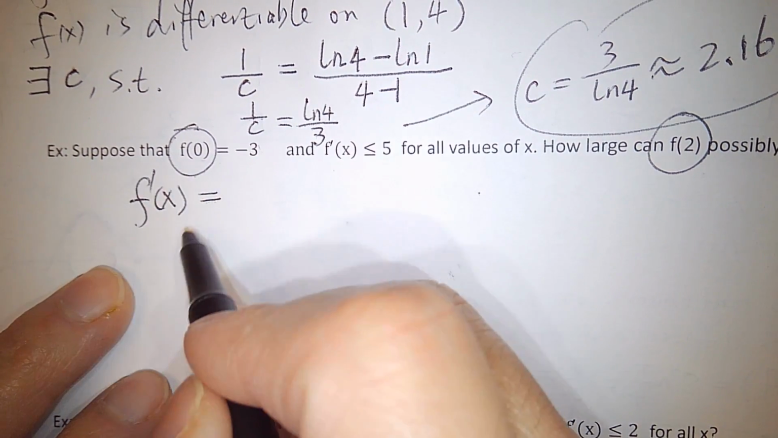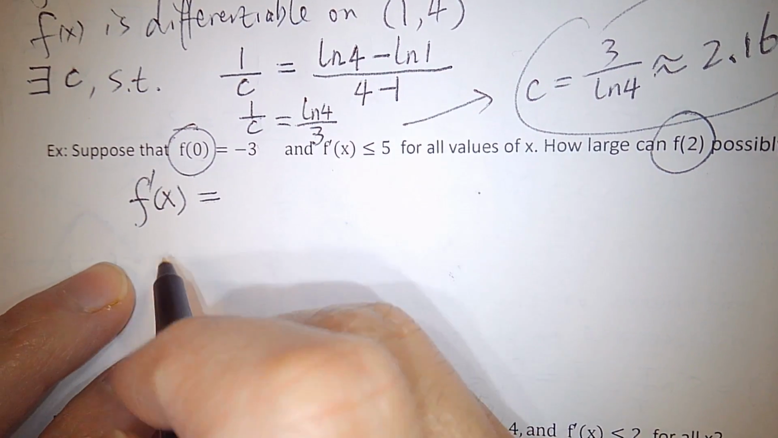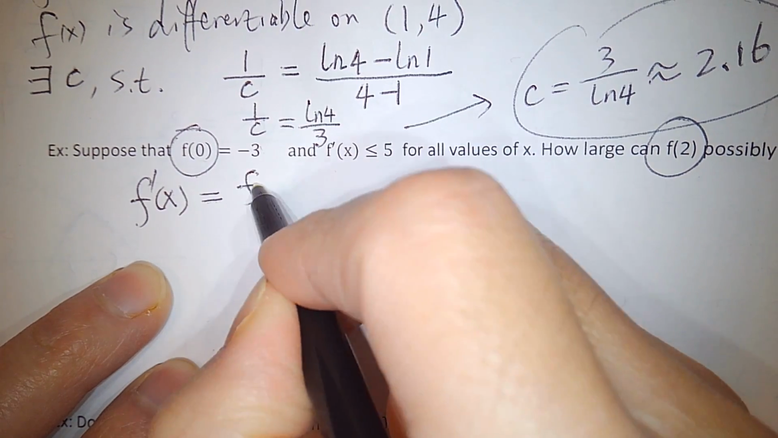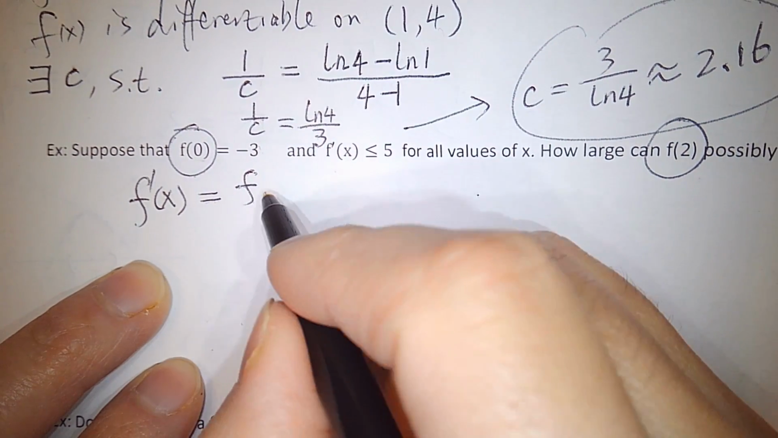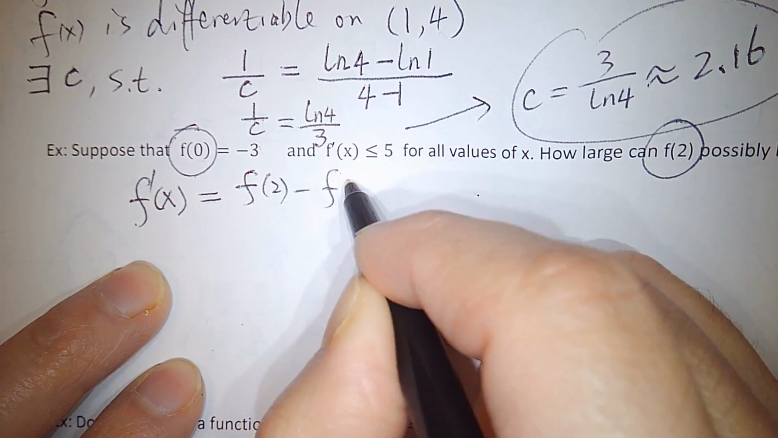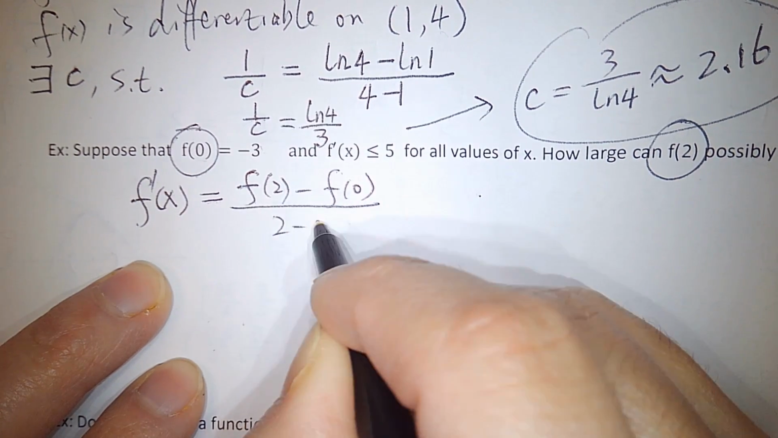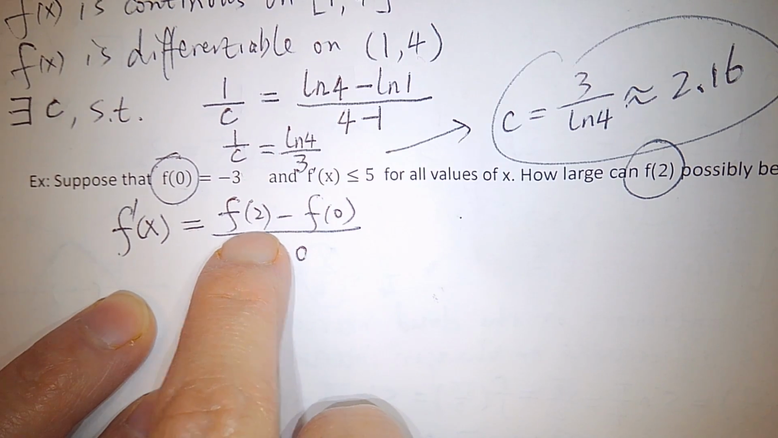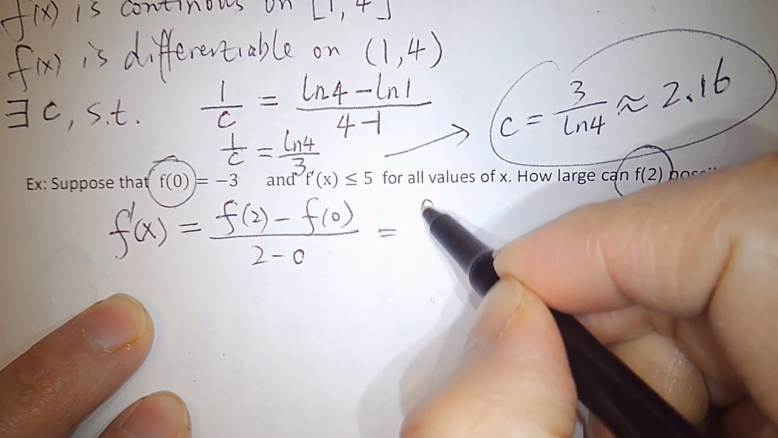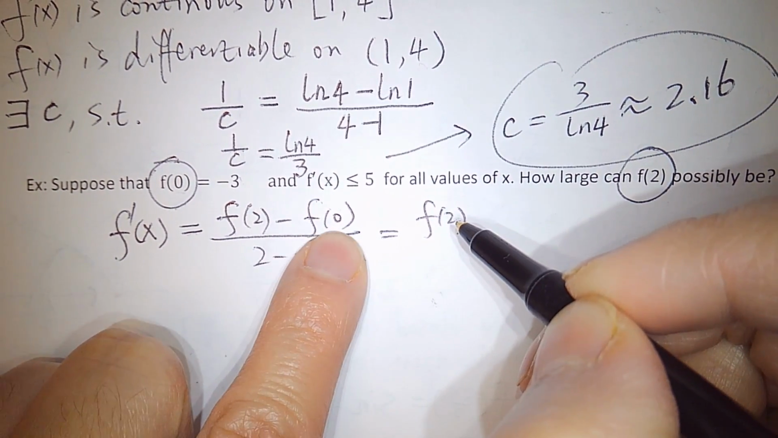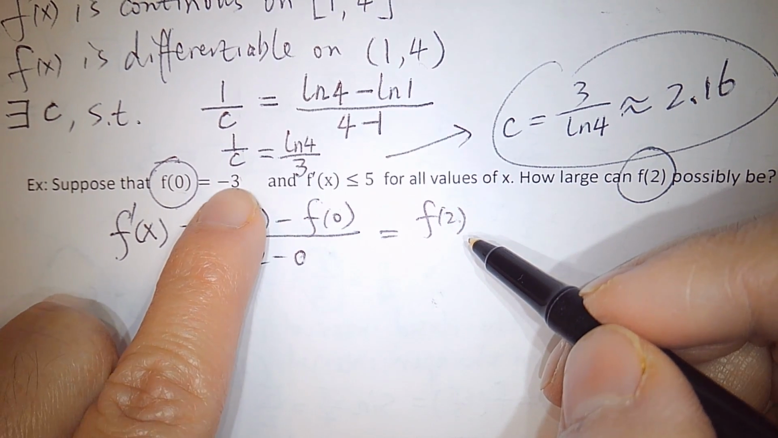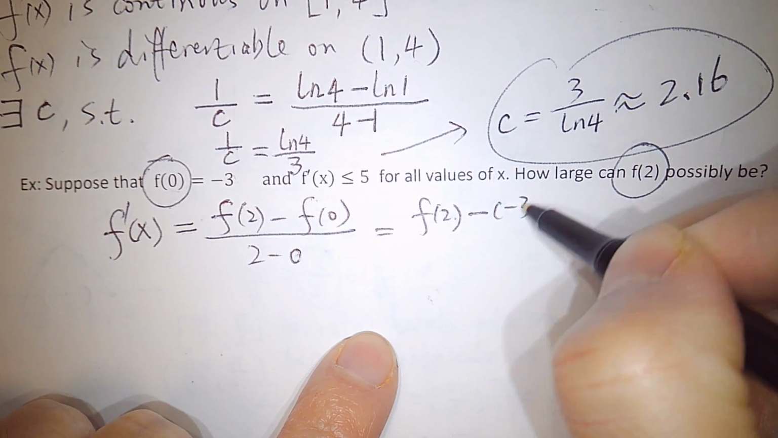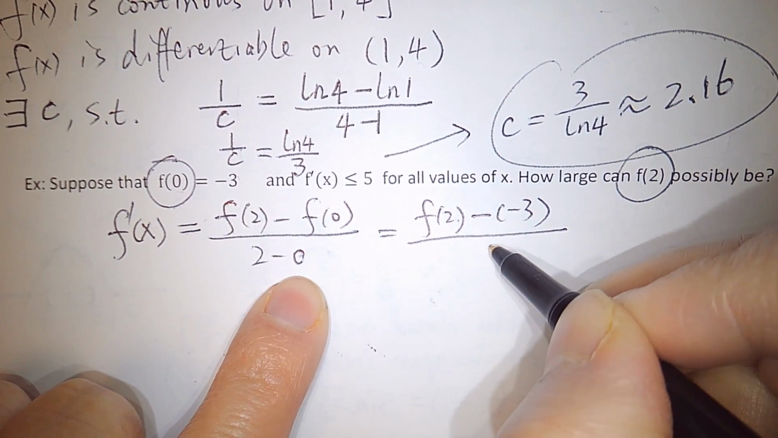What is the b value? 2. Okay, so by the mean value theorem, the derivative of f equals f of b minus f of a divided by b minus a. And do we know the f of 2 value? We don't know. Do we know the f of 0? Yes, it equals negative 3. So minus negative 3 divided by 2 minus 0 gives us what?